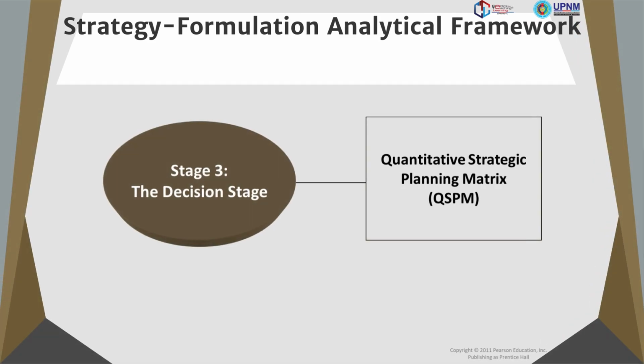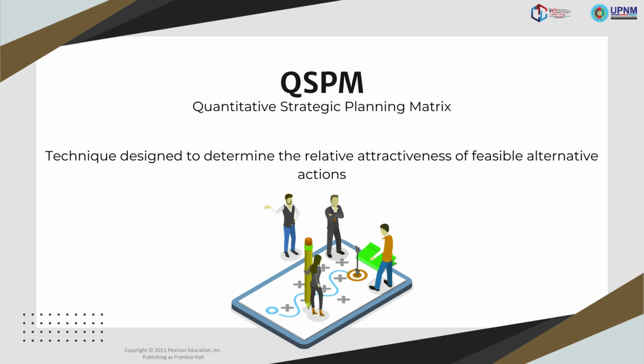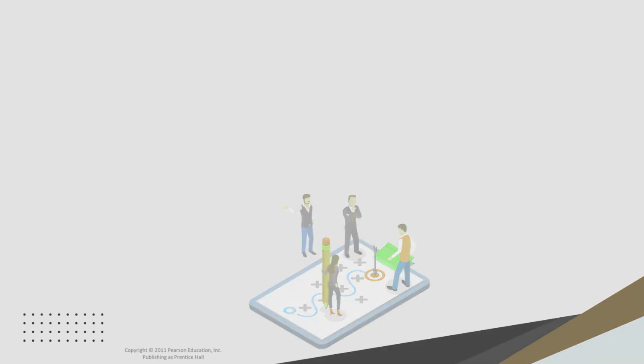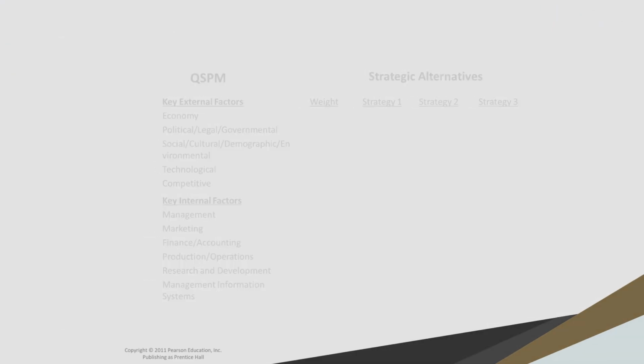In stage 3, the decision stage, Quantitative Strategic Planning Matrix, QSPM. The Quantitative Strategic Planning Matrix is a technique designed to determine the relative attractiveness of feasible alternative actions. QSPM key external factors: economy, political, legal, governmental, social, cultural, demographic, environmental, technological, competitive. Key internal factors: management, marketing, finance, accounting, production, operations, research and development, management information systems. Each internal and external factor needs to have strategic alternatives.